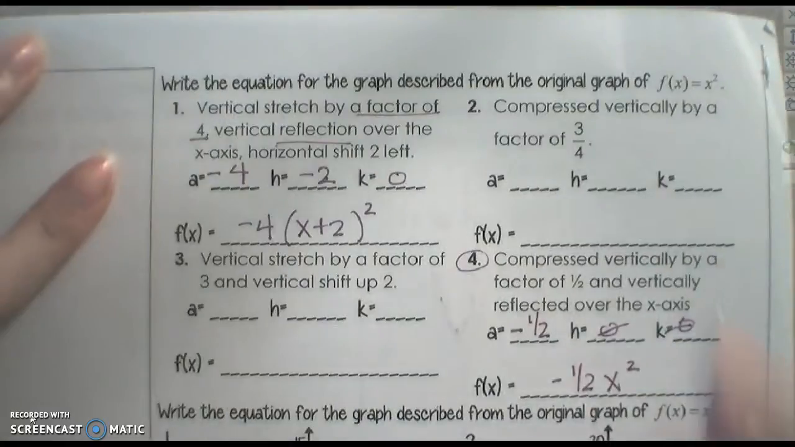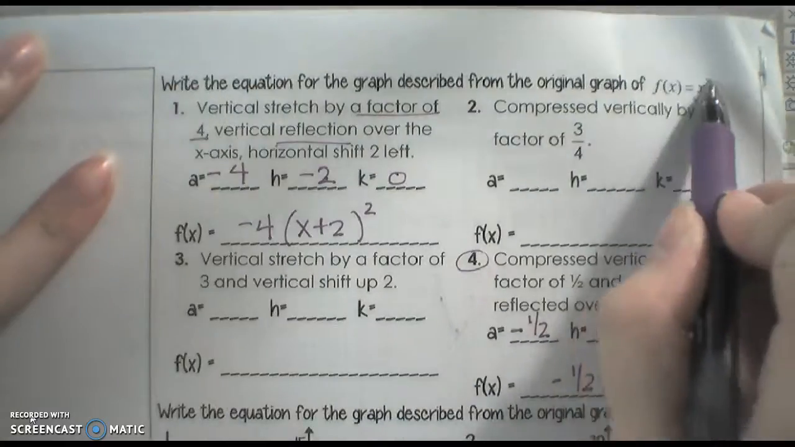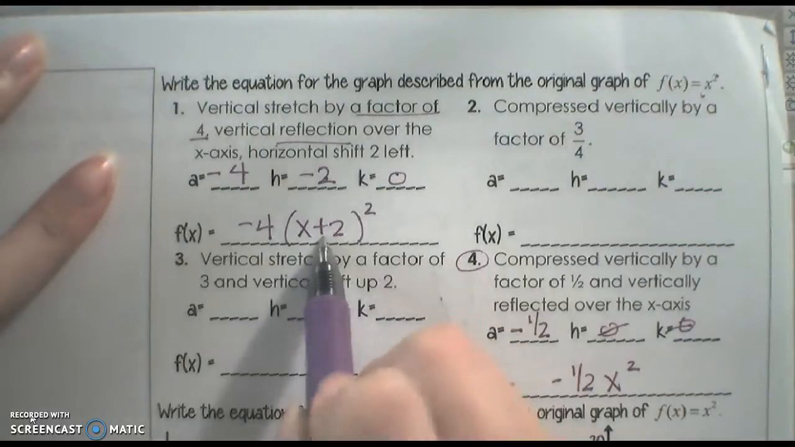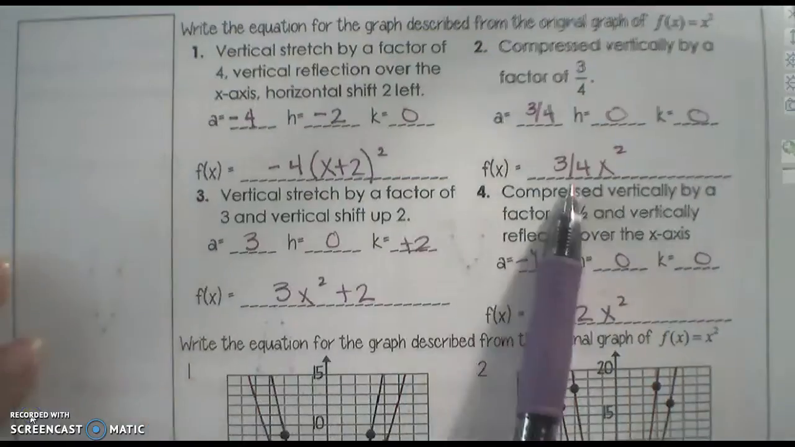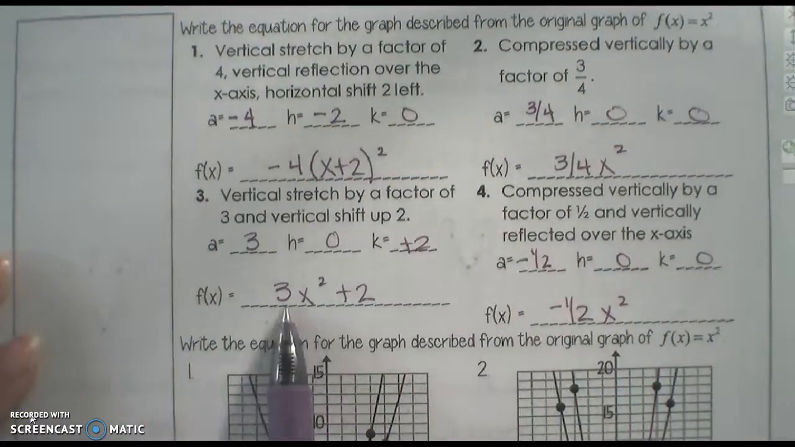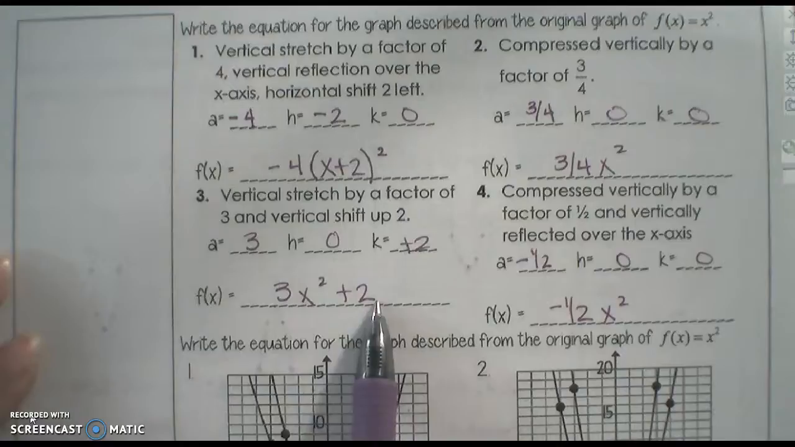So again, our parent function, we need to have x squared somewhere. Make sure that if something's going in the parentheses, then the squared is on the outside. So try 2 and 3 on your own. Check when you're ready. Compression out front, stretch out front, shifting up to behind.